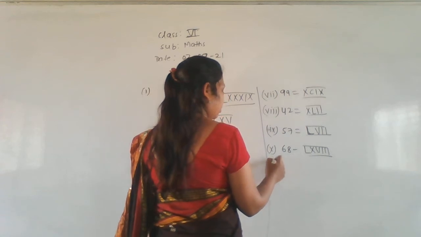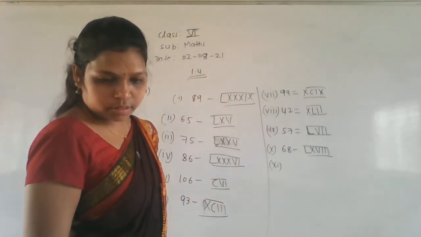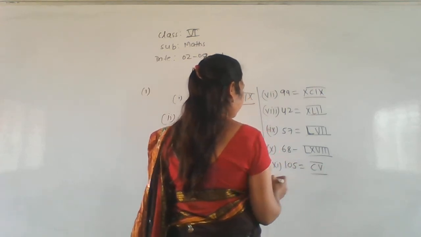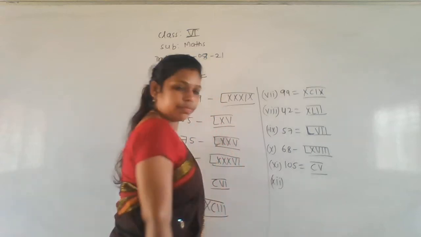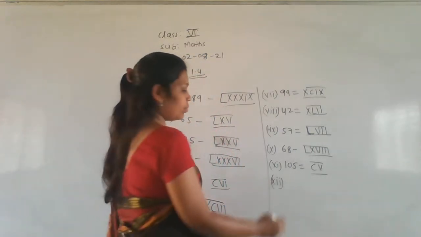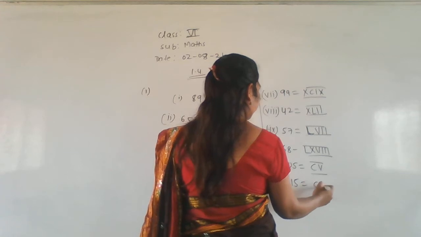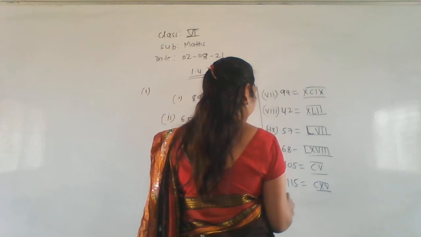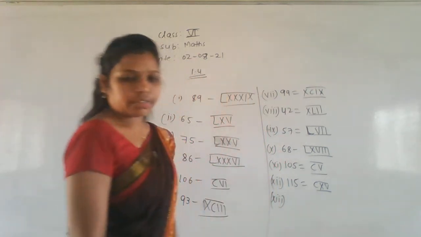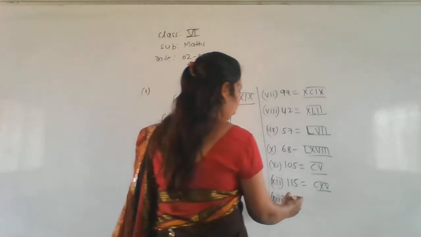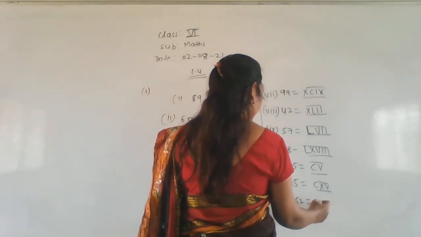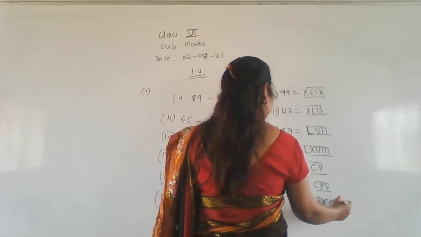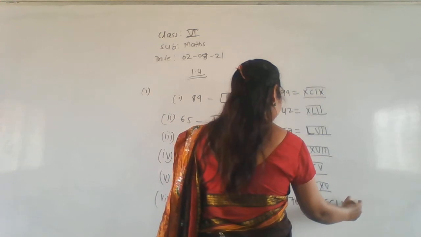68. 11th one, 105. 12th one, 150. 13th one, 762. 500 is D, C, C, 62, L, X.